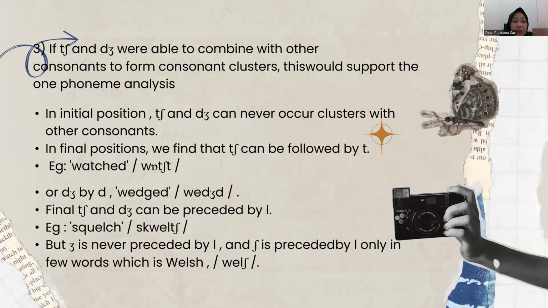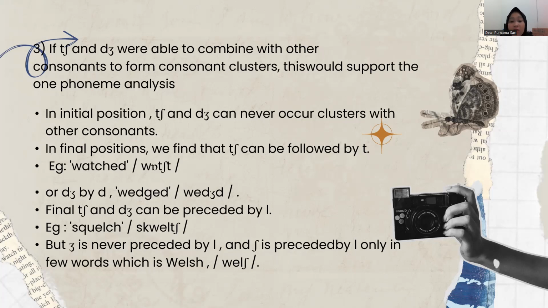Okay. Thirdly, if ch and j were able to combine with other consonants to form consonant clusters, this would support the one phoneme analysis. In initial position, for example, ch and j can never occur in clusters with other consonants. In final position, we find that ch can be followed by t, like in watched. So after ch, there will be another t. Or j can be followed by d at the end, like in wedged.